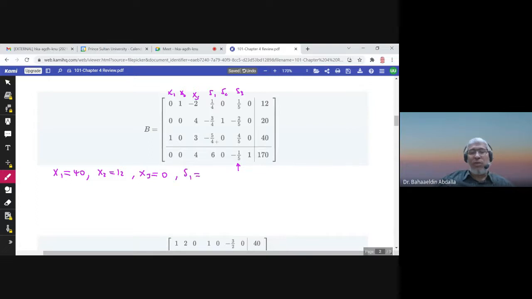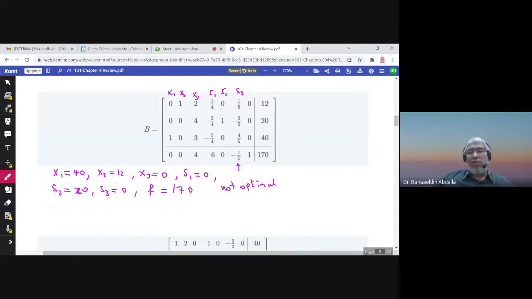S1 is not basic and its value is 0. S2 is basic and its value is 20. S3 is not basic and its value will be 0. F is 170. And the solution is not optimal because there is a negative number in the indicators.